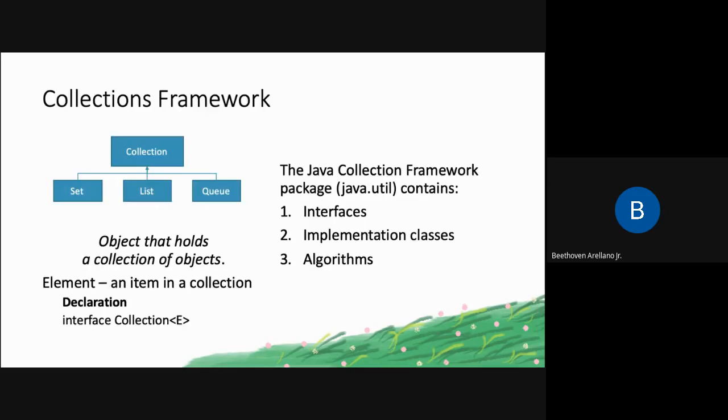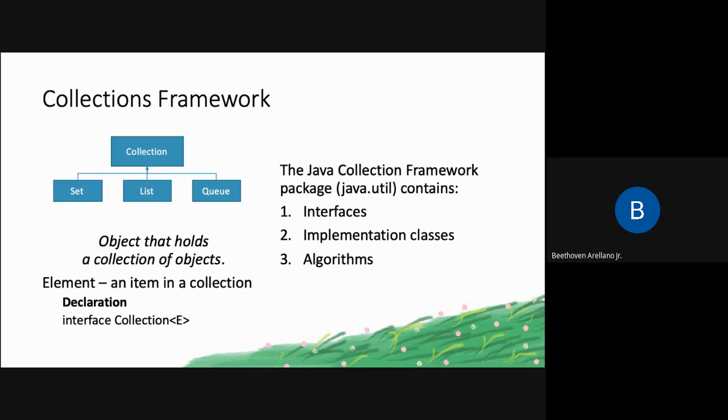Collections Framework. The collection is the root interface in the collection hierarchy. A collection is an object that holds or contains a collection of objects. Each item in a collection is called an element. As a framework, collection has a set of interfaces that force you to adopt some design practices.